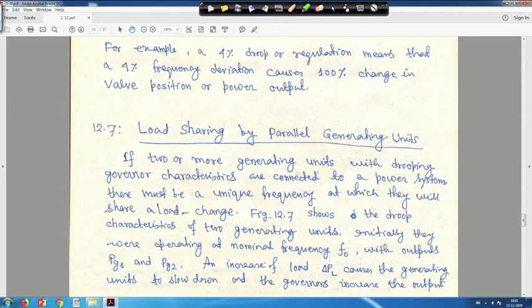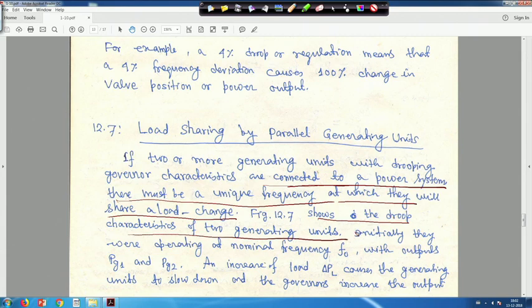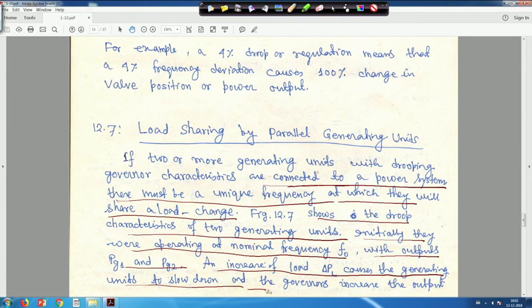Now, if two or more generating units with drooping governor characteristics are connected to a power system, there must be a unique frequency at which they will share a load change. Figure 7, that I will show you later, shows the droop characteristic of two generating units. Initially, they are operating at nominal frequency f0 with outputs Pg1 and Pg2. An increase in load delta PL causes the generating units to slow down and the governors increase the output.